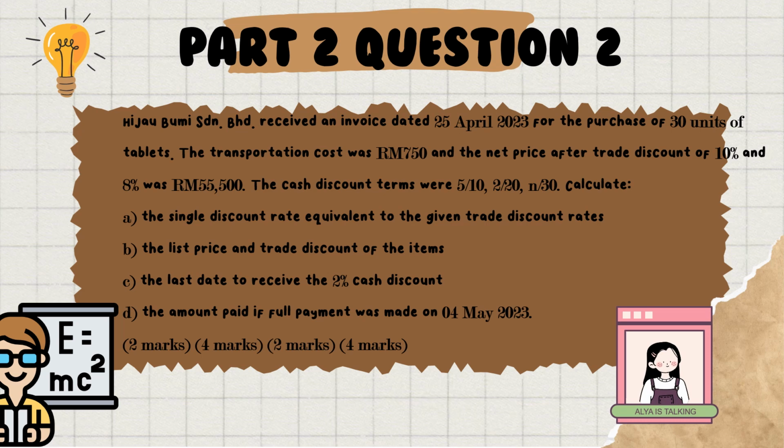Part B, question 2. Hijau Bumi Sendirian Berhad received an invoice dated 25 April 2023 for the purchase of 30 units of tablets. The transportation cost was 750 ringgit and the net price after trade discounts of 10% and 8% was 55,500 ringgit. And the cash discount terms were 5/10, 2/20 and N/30.